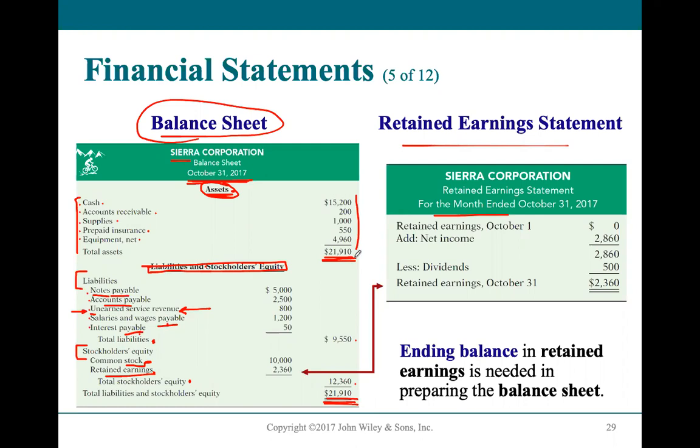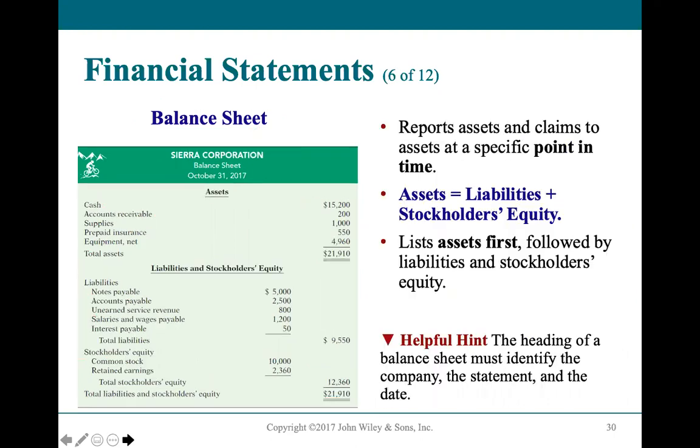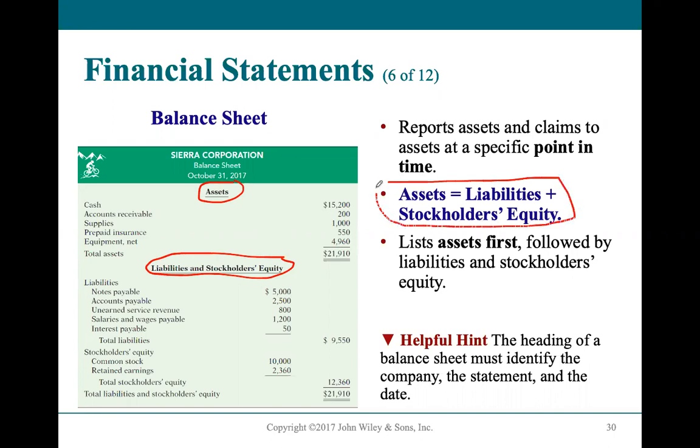These are the three very important financial statements to know and understand. Because the balance sheet has assets on one side and liabilities and stockholders' equity on the other side, there's something called the balance sheet equation. It's sometimes called the accounting equation. But either way, it's assets equals liabilities plus stockholders' equity. And that's very, very important to know.